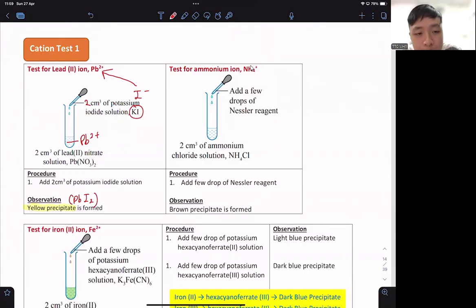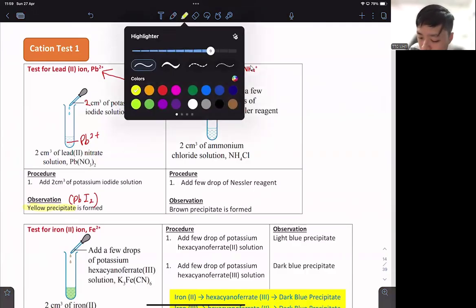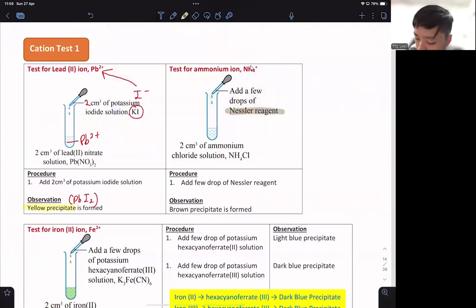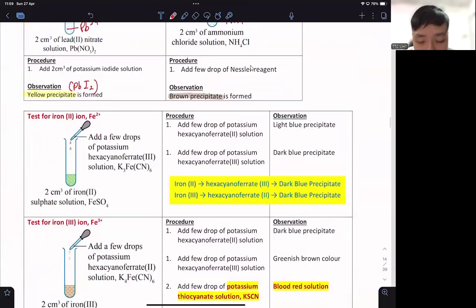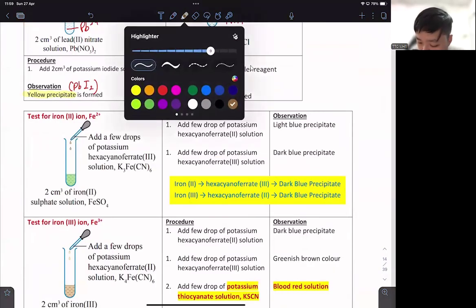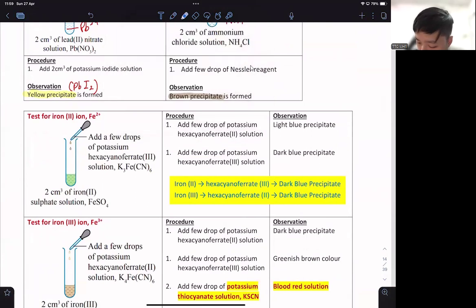That's it. And then for NH4 plus, you add Nessler reagent, the Nestle one, the Milo, Nestle. You get a brown precipitate to prove inside you have NH4 plus, the ammonium ion. This one I can go through if you have more time. But for the Fe2 plus one, you add potassium hexacyanoferrate 3.